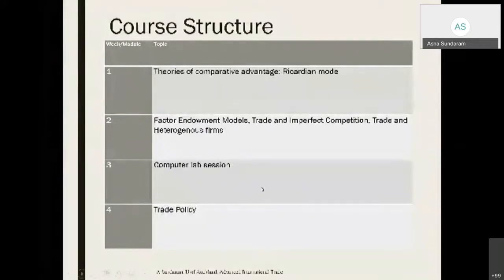Lecture three is going to be a computer session. I will be working with Stata on the screen and you can follow me. I'm hoping everyone is more or less familiar with how Stata works. If not, it's not a terribly difficult software to pick up, so I don't anticipate you will have issues. And then finally, we're going to end with trade policy.